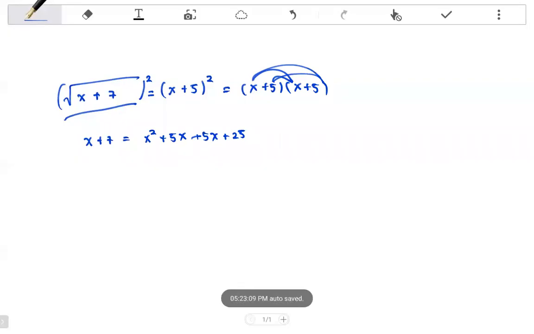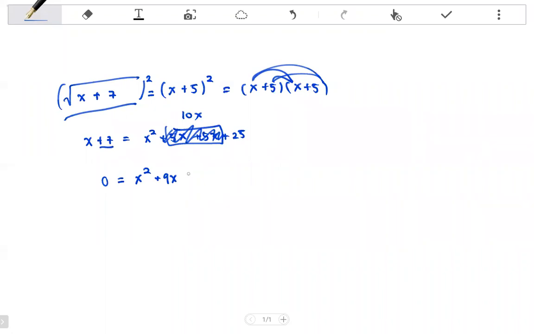And now we simplify and make it equal 0. Move everything to one side so that we have a trinomial. So we can move the x across. This is going to be 10x, by the way, 10x. So we can just rewrite that. We move the x across. So 10x minus x is going to be 9x. 25 minus 7 is going to be 18. And we're left with another trinomial.